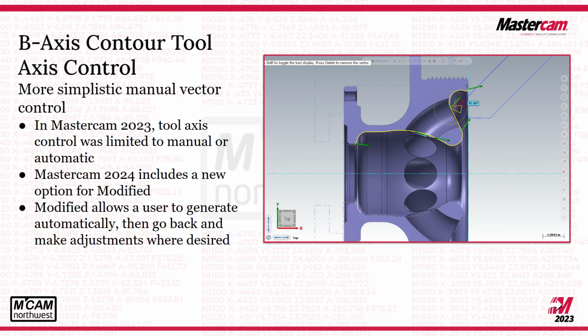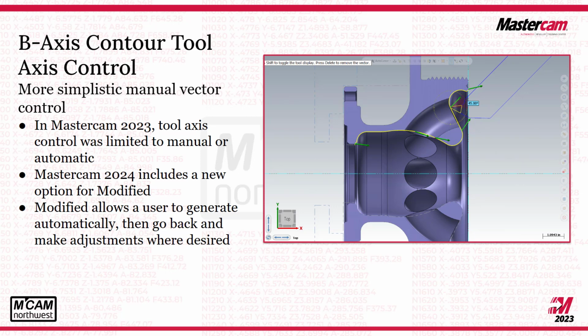We now get an option for modified, and there's a reason that this is important. With manual, it's a lot of work, right? And if you don't need it, why use it? So automatic is kind of the choice. Unfortunately, there are some situations where when it goes to make that automatic cut, the actual engagement of the tool isn't really ideal in some circumstances, such as the one we're going to look at today. The modified option allows us to take any existing vectors and adjust them, and it also allows us to add new vectors by just double-clicking and then picking an angle for that vector. So this gives us more control over our B-axis contour.